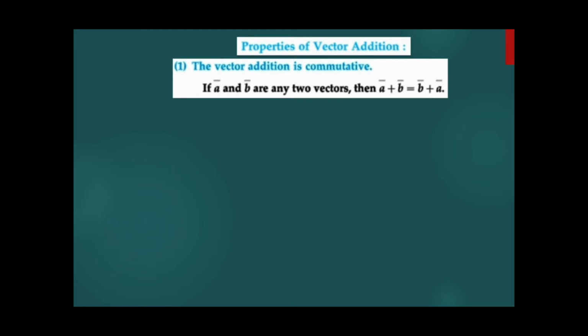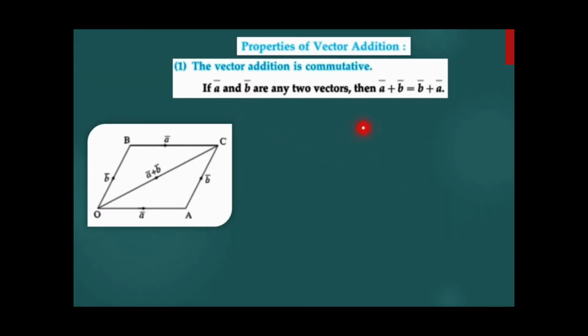So we see proof for it. We consider a parallelogram law for proof of this commutative property. Here OA and OB are two adjacent sides and OC is a diagonal of that parallelogram. So by using parallelogram law, we write OC equals OA plus OB. So see the proof.